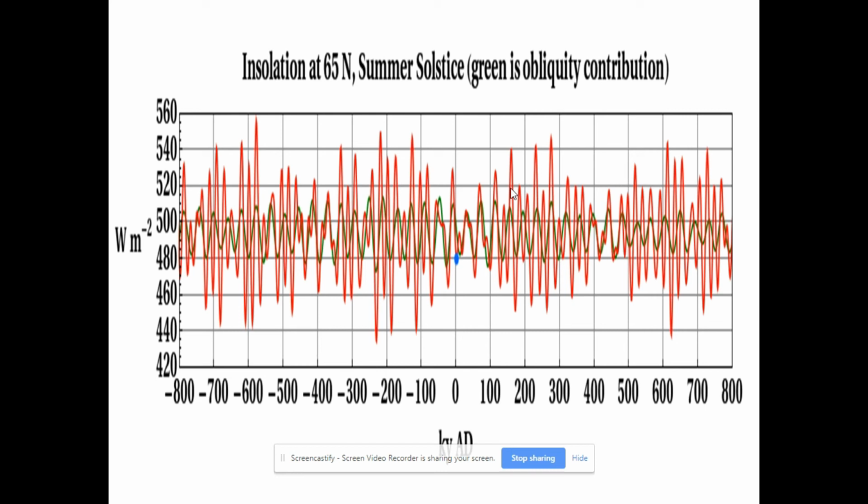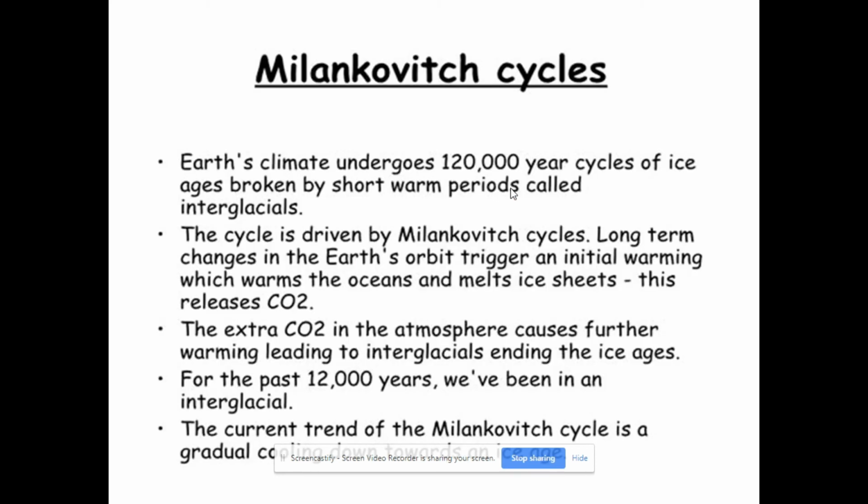What are the other differences? Precession, eccentricity. They'll slightly vary that. But it does track quite closely. So, a little summation of the Milankovitch cycle. Earth's climate undergoes 120,000-year cycles of ice ages broken by short warm periods called interglacials. The cycle is driven by a Milankovitch cycle. Long-term changes in Earth's orbit trigger an initial warming, which warms the ocean and melts ice sheets. This releases CO2. The extra CO2 causes further warming, leading to interglacials, ending the ice ages. Past 12,000 years have been interglacial. The current trend of the Milankovitch cycle is a gradual cooling.